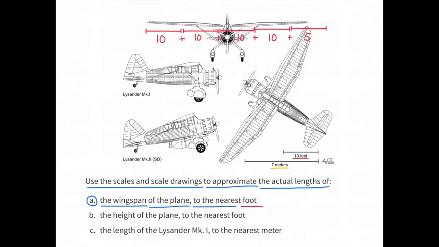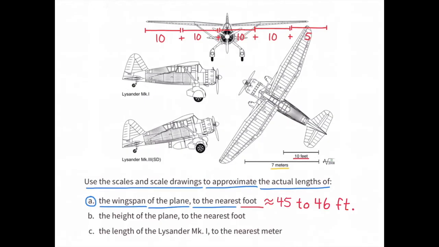When I line the 10 feet scales up against the scale drawing, I can fit about 4.5 of the scales up there, and each scale is worth 10. So 10 times 4 is 40, plus half of 10 is 45. So I'd say that the wingspan of the plane is approximately 45 to 46 feet.